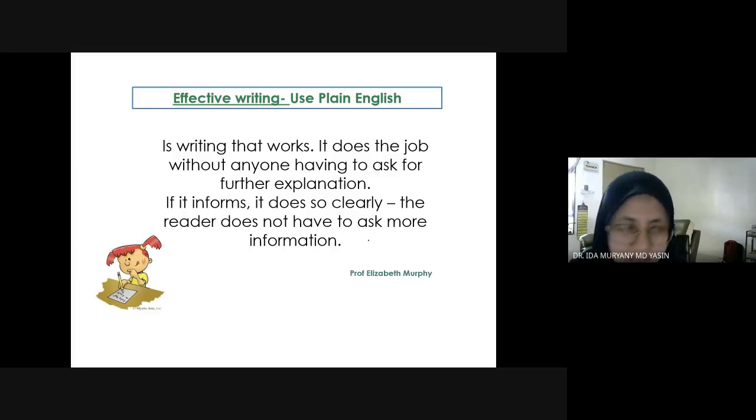Dia ni medical doctor sebenarnya, tapi dia cakap, in writing that works, it does the job without anyone having to ask for further explanation. Maksudnya orang baca tu dah faham, panel dah faham, panel pun sejuk hati baca. If it informs, it does so clearly, the reader does not have to ask more information. So dalam you punya paper tu, bila examiner baca, tak adalah tanda soal banyak.